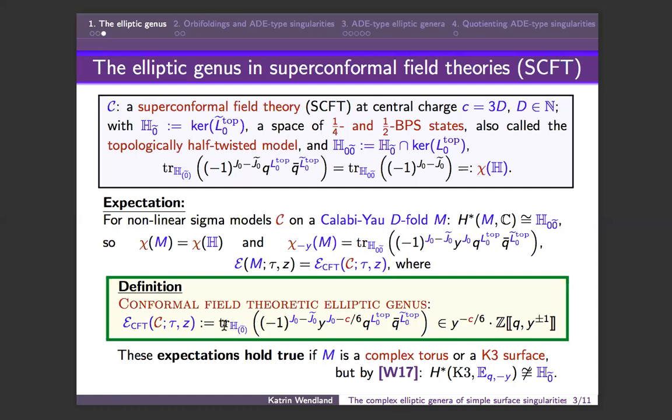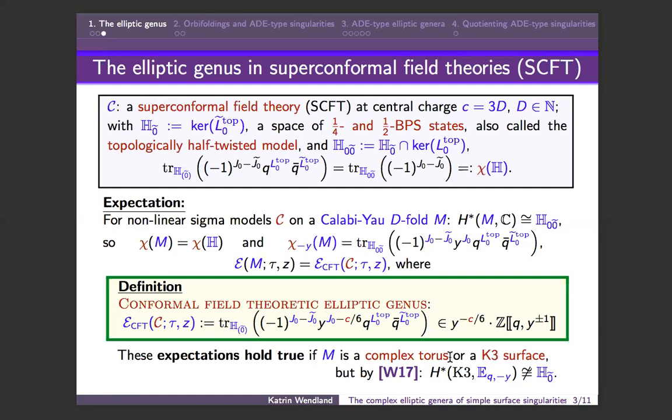You can also take the full Schwartz sector. The result of taking this trace is just the same expression, no matter what. So I already said that the expectation that all these invariants agree can be checked in certain cases. In particular, for K3 surfaces, we can check this, although you have to take the statement with a grain of salt.